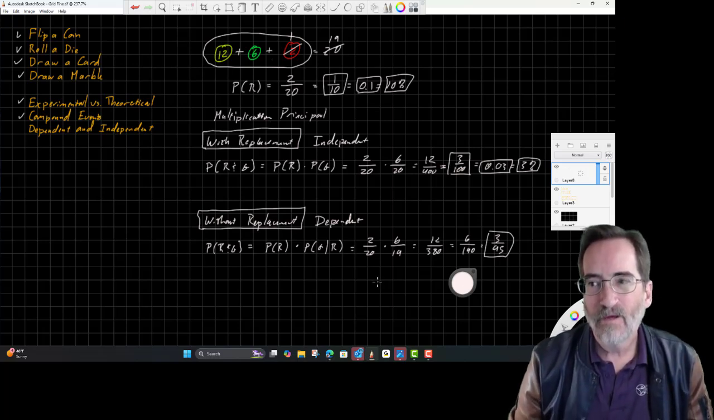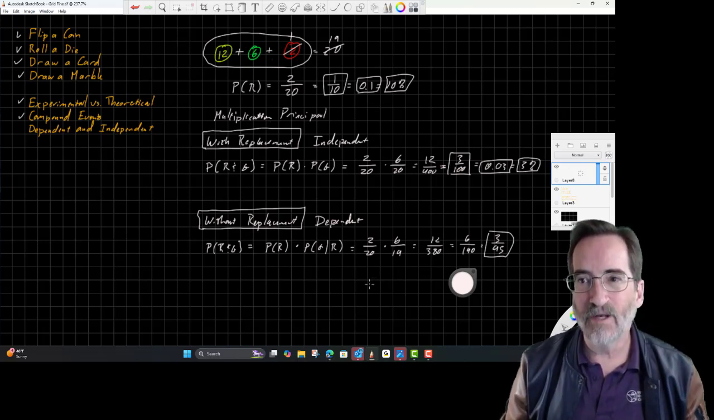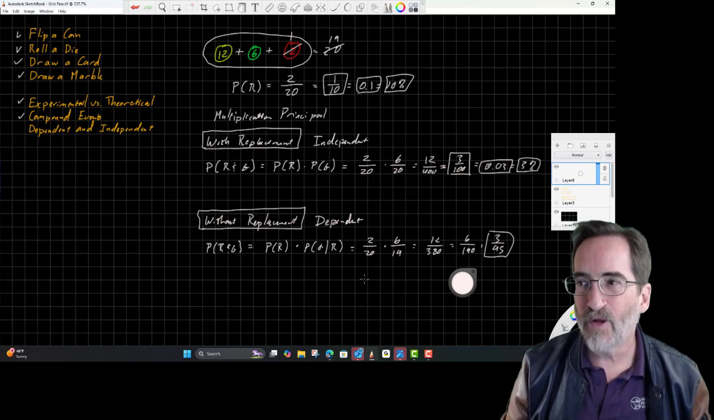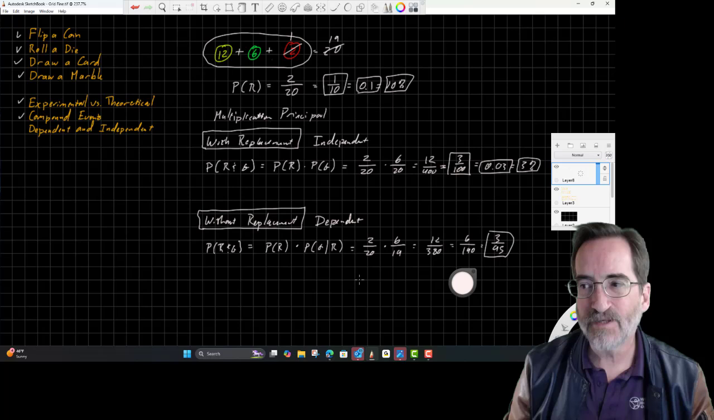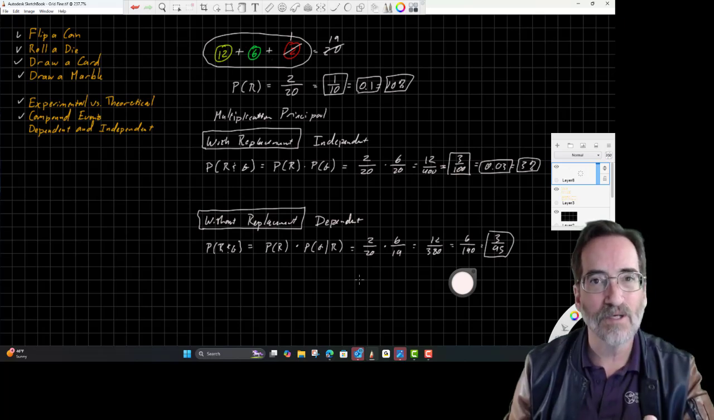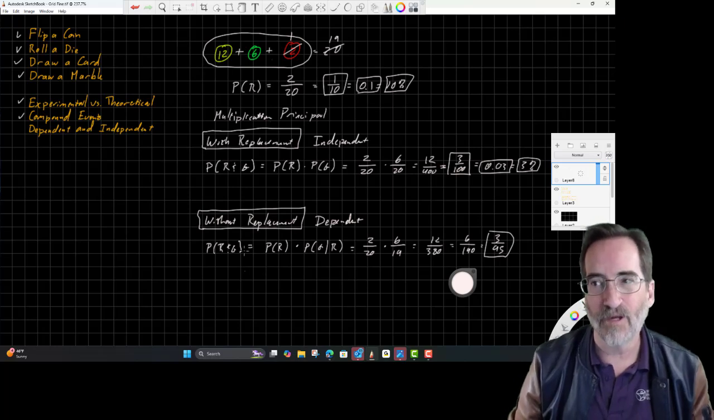Okay, so without replacement, dependent. With replacement, independent. Without replacement, you've got to consider the new population that you're drawing from when calculating the probability. That's really the breakdown.